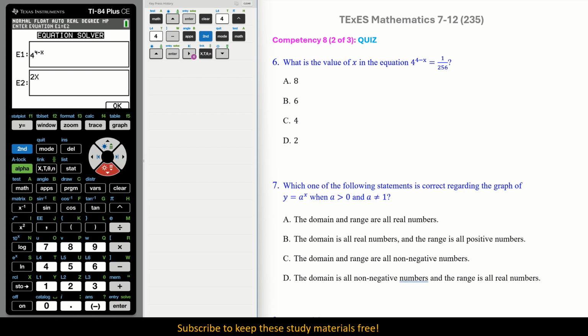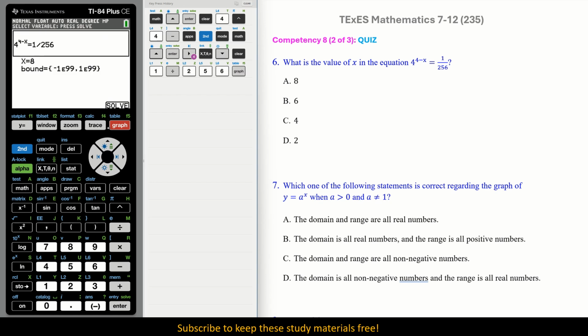Now arrow down, clear out, and this will be the right side of our function, which is just 1 divided by 256. Now we push OK, which is the graph button. We may have to push it twice. So graph, and it's there already. And the value is 8. So the option that we need is A, which is 8.